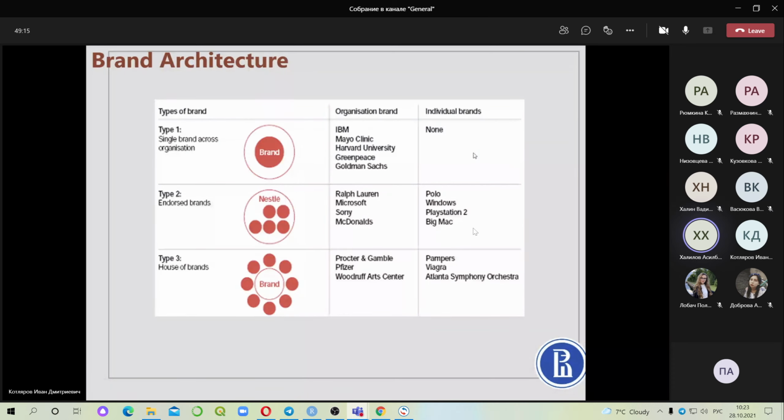Yes, and one more thing. While Mars is a brand name which owns the chocolate Mars, the drink Mars, the ice cream Mars, Volkswagen Group doesn't own BMW, it doesn't own Mercedes Benz. Do you see the difference? Yes, I see. Thank you. Okay.